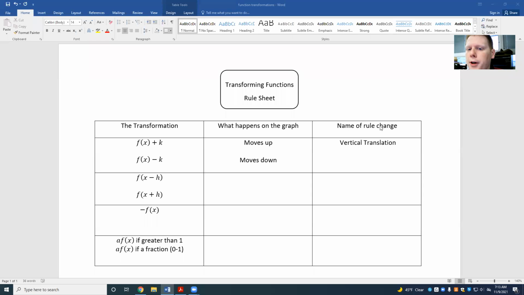So on your transformation rule sheet, I want you to copy what I have in this first row. A plus on the outside moves your graph up. A minus on the outside moves your graph down. This is called a vertical translation. If you remember back in geometry, when you translated points or on a graph, basically you slide them around. So adding a number slides your graph up or down, or your function up and down. So I'll pause the video here for a sec so you can get this first row copied. Then we'll go to our next rule.